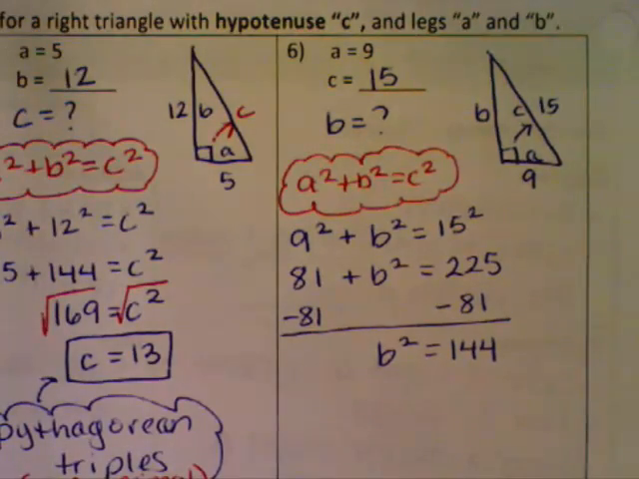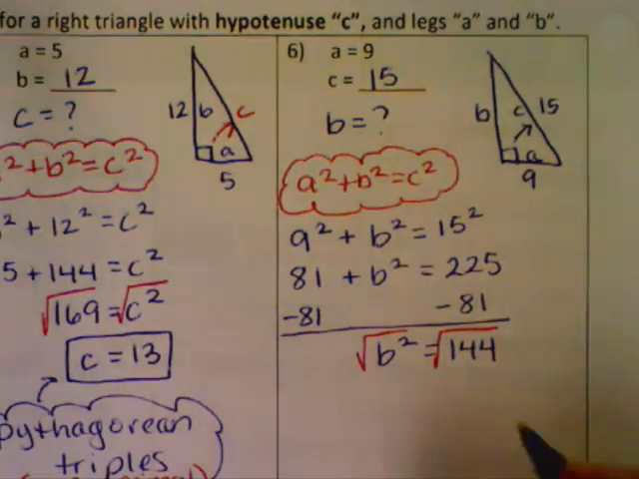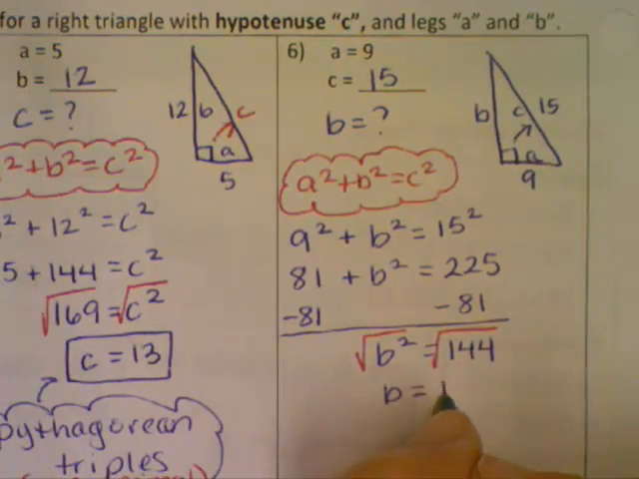From here, we'll square root both sides. And we have another Pythagorean triple. B is 12.